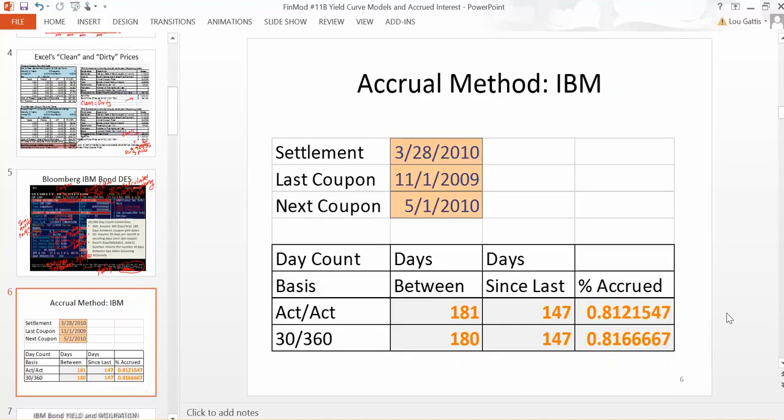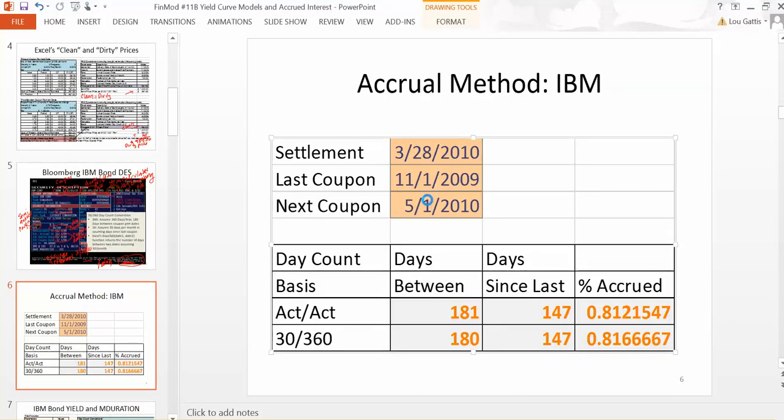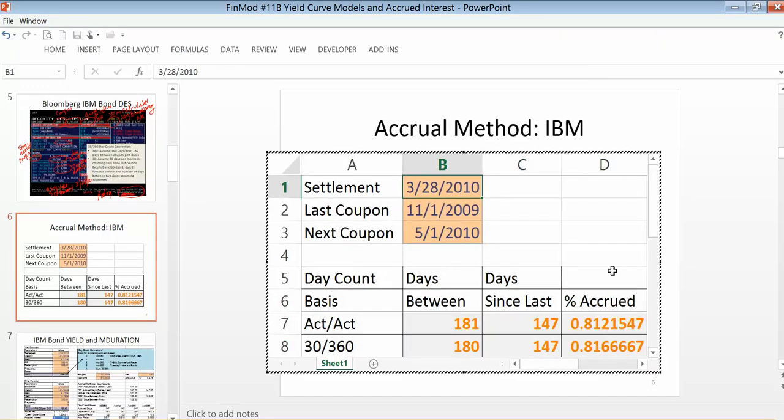So I can use that data to calculate the time that has passed since the last coupon date. I just grabbed this little spreadsheet here, so let's double-click on it and take a look at it. The settlement, the purchase date of the bond, is 3/28/2010, the last coupon date is 11/1/2009, and the next coupon date is 5/1/2010. Again, we're sitting on March 28th. Coupon dates are November 1st and May 1st, so the last one must have been last November, November 2009, and the next one must be next May, 5/1/2010. So the last one was November, so we had November, December, January, February, almost all of March. Almost 5 months have passed since the last coupon date. So we owe someone roughly 5/6 of the interest, which is about 80%.